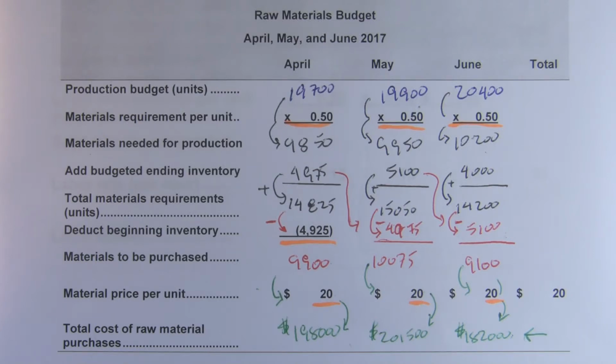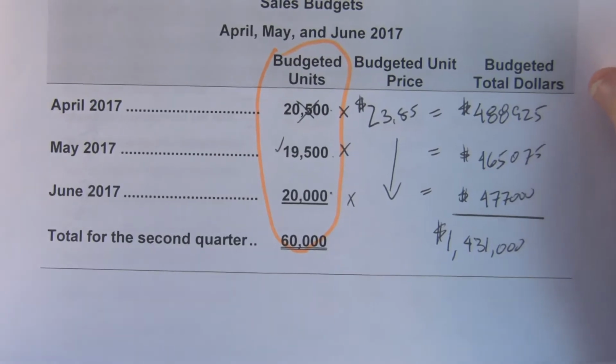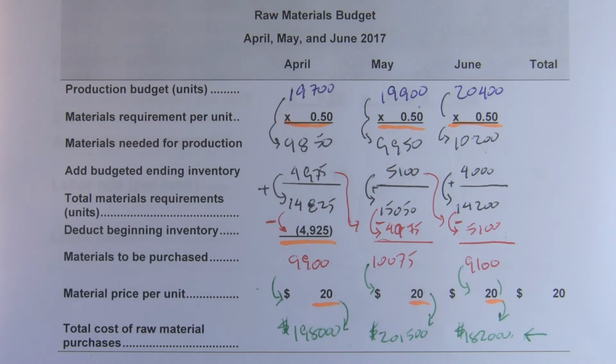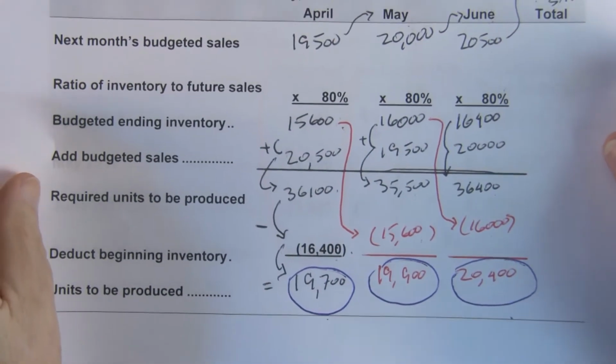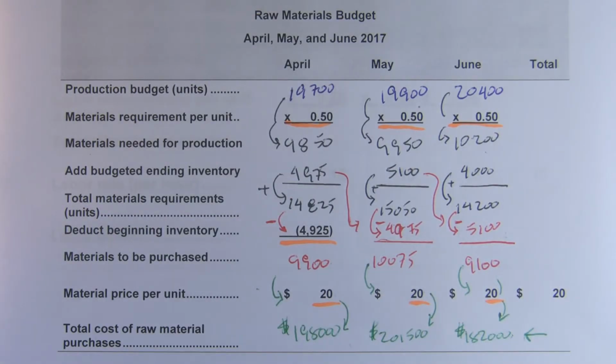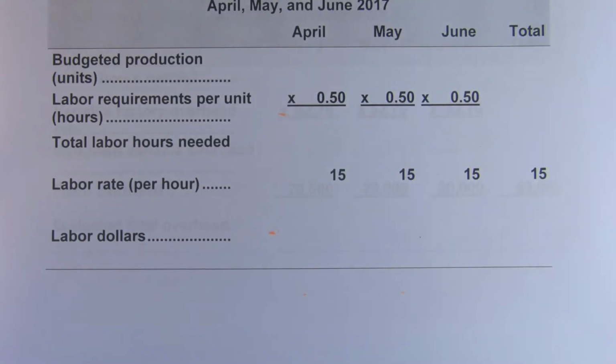Budgets are all about integrating the manufacturing or the operations of a business. The first budget we did was the sales budget, which said how many units we expect to sell. Then we did the production budget to see how many units we were going to need to make. Then we did the materials budget to see how much stuff we needed to have. And now we're going to do the labor budget so that we can determine how much labor we're going to need to do what we said we need.